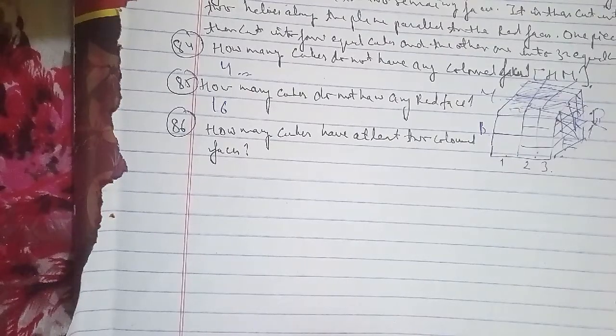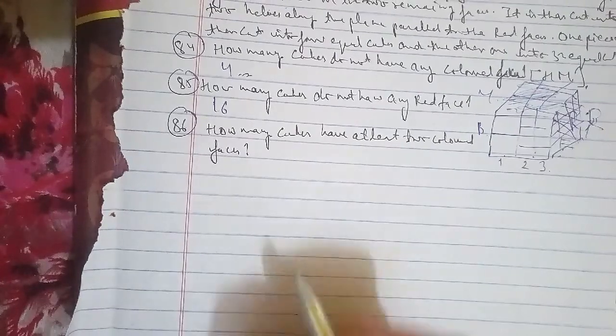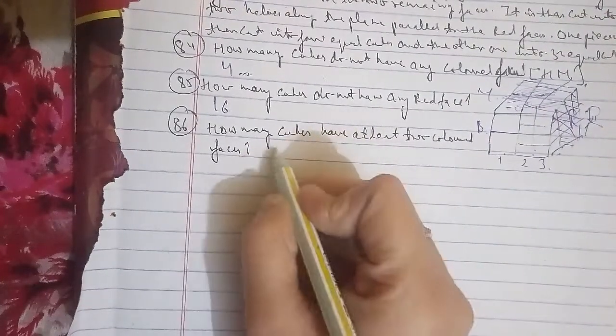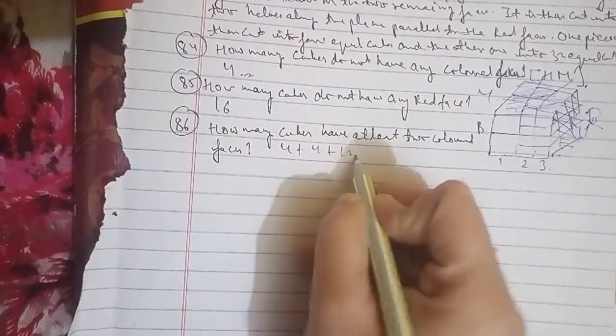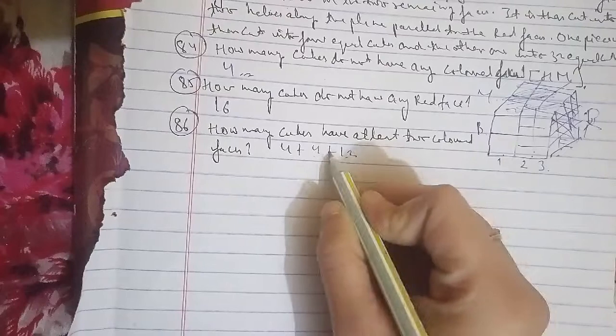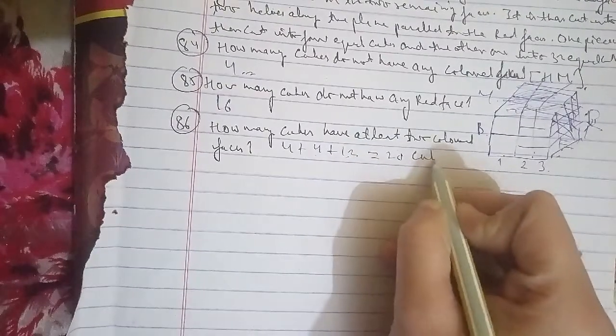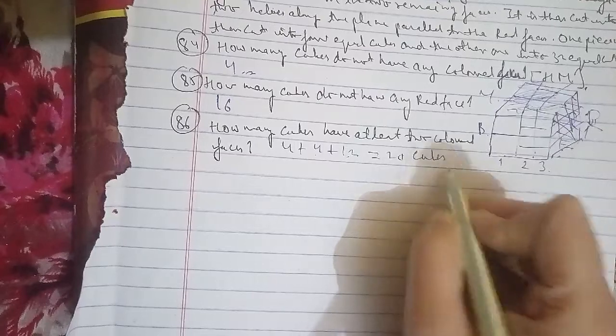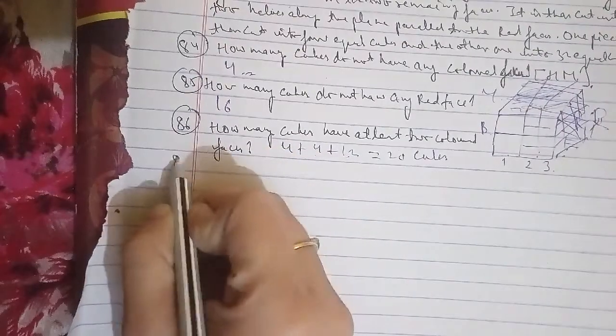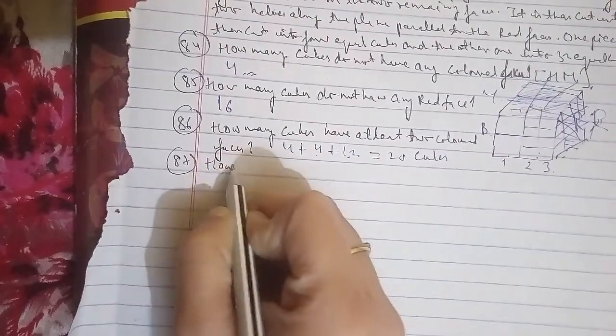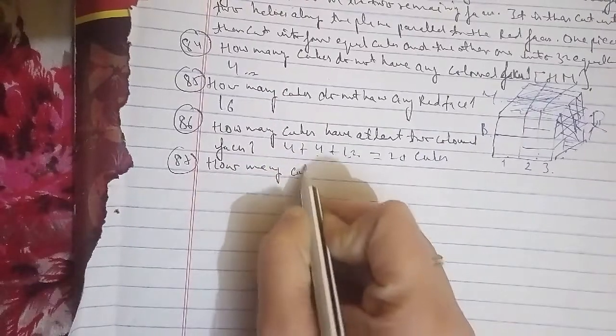We'll talk about another question. The 87th question: how many cubes have each a yellow face with other faces blank? The options we have are 4, 14, 16, and 17.